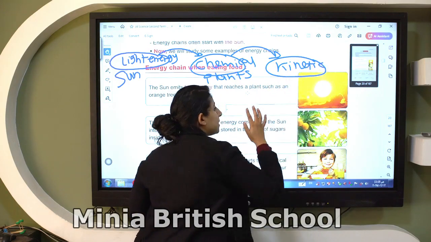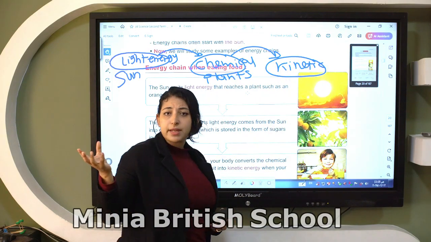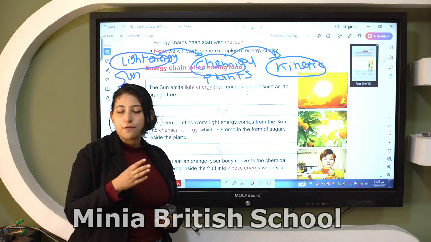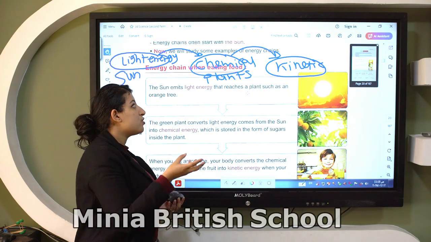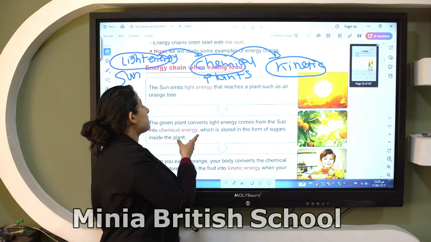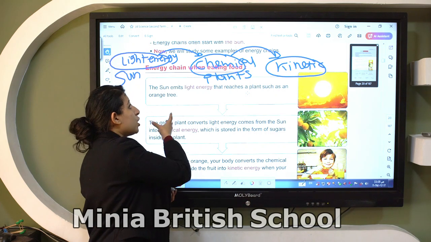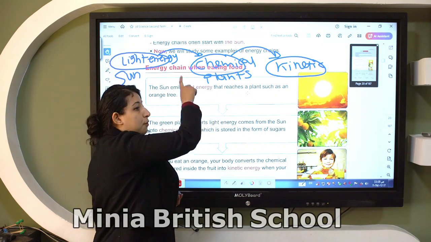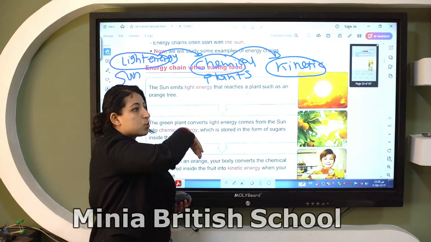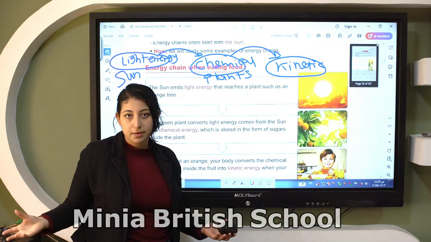Can you move without eating food? Without storing chemical energy inside the food you eat? Of course not. So energy chain here means a way to describe the flow of energy from one form to another in any device or about anything that you want to describe.